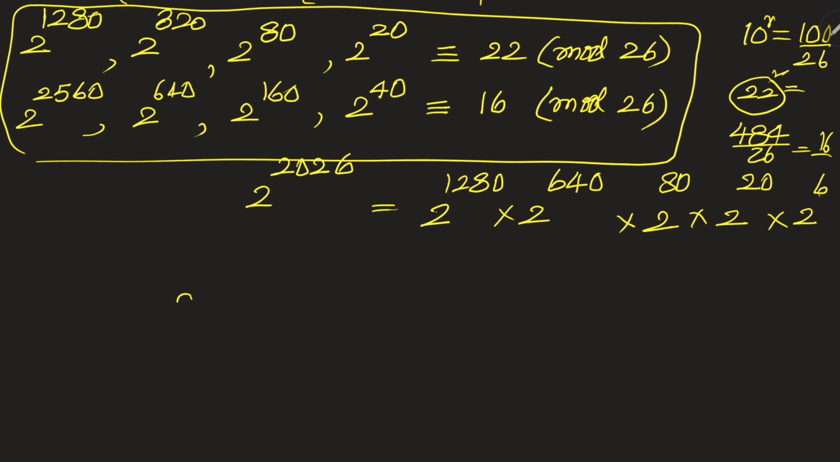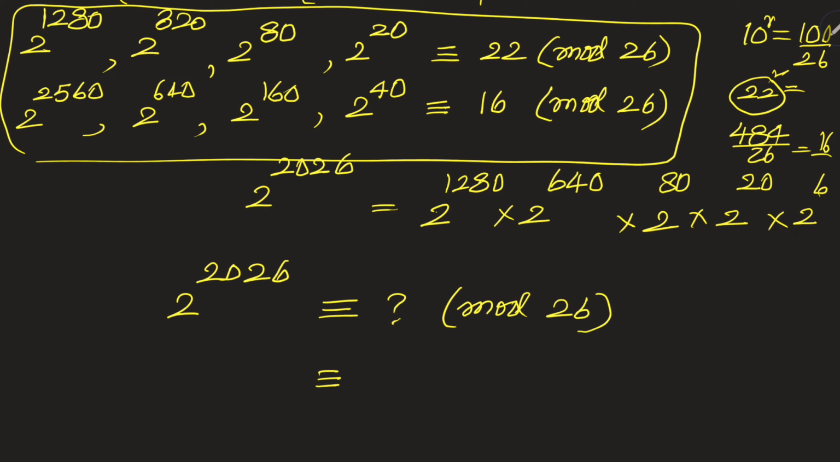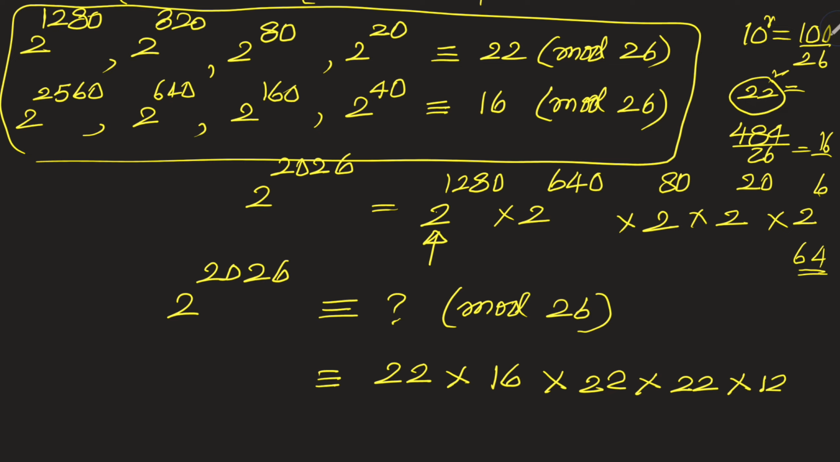Now our problem becomes: the remainder 2 power 2026 leaves when divided by 26 is equal to whatever remainder I am getting for 1280. What is the 1280 remainder? We have 22. Then what is the remainder for 640? That is 16. Then 80, what is the remainder? That is 22 again. 20, what is the remainder? That is again 22. And 2 power 6 is 64. 64 will leave the remainder of 12 when divided by 26. So this will be our answer.